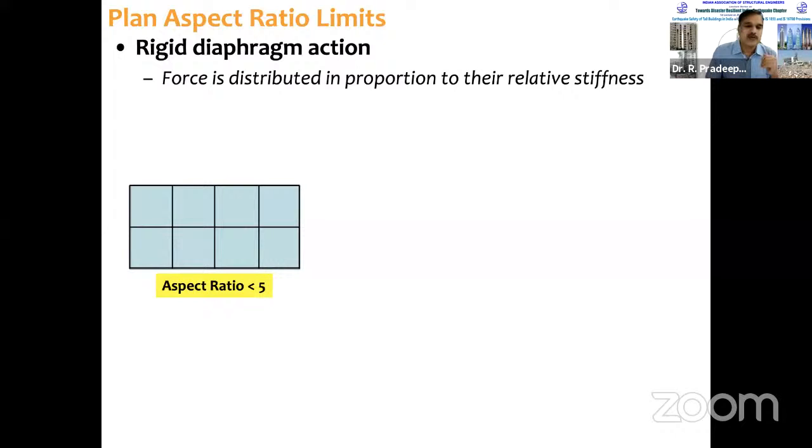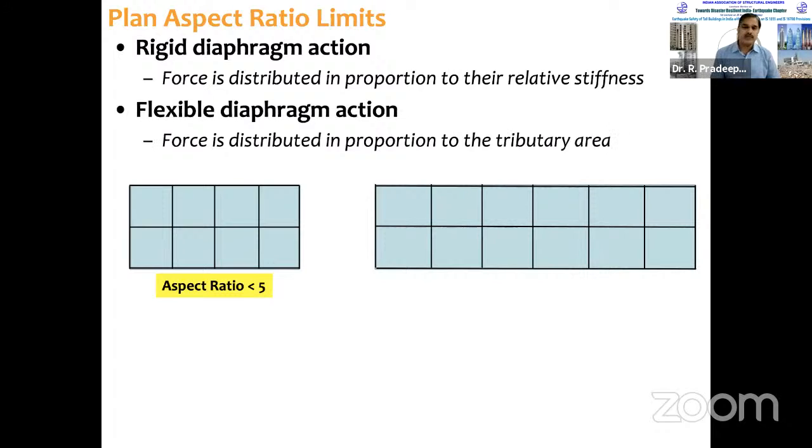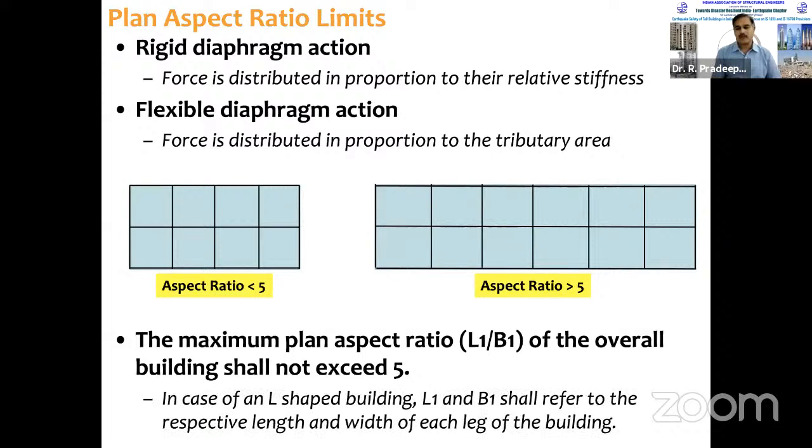If the plan aspect ratio is less than 5, then rigid diaphragm action can come in. But if it is long, that is more than 5, and if it has some openings also, then flexible diaphragm action takes place. Force is distributed in proportion to the tributary area in flexible floor diaphragms. For L-shaped buildings, we need to take the wing or projected portion and put the same condition.